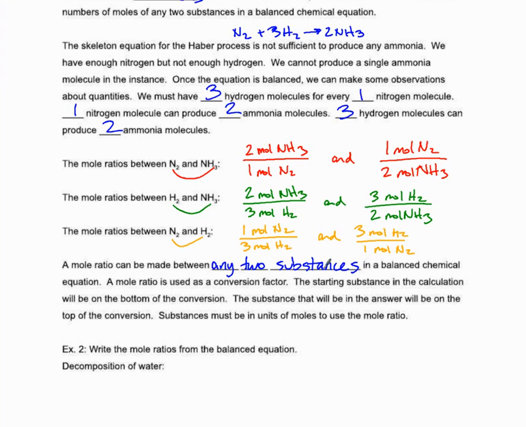The mole ratio is used as a conversion factor. The starting substance in the calculation will be on the bottom. The substance that will be in the answer will be on the top. And this is very important. Substances must be in units of moles to use the mole ratio. Must be in units of moles.